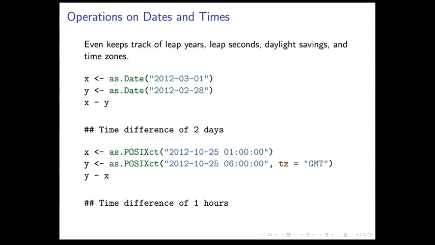Similarly, I can take two times, one which is x, in my kind of current time zone, and then y, which is in the time zone of GMT, Greenwich Mean Time, and take the difference between those. So even though it looks like it should be a 5-hour difference, it's actually only a 1-hour difference because of the change in the time zones. So one of the advantages of using the date-time classes is that it will automatically take care of these kinds of irregularities.